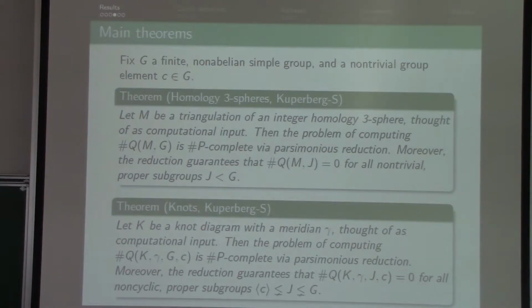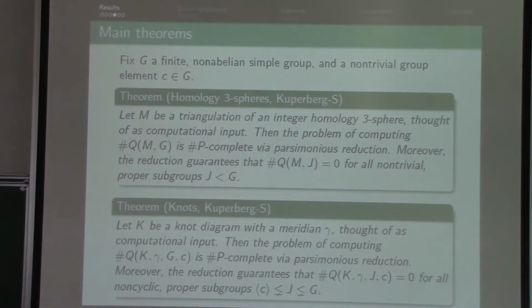Yes, question. So G is a fixed group. G is fixed once and for all. Yeah. But it's simple and nonabelian. Yes. Right? Okay. A5. Okay. Does this say anything about the question of whether Q is non-zero or not? I'll get to that in a moment.